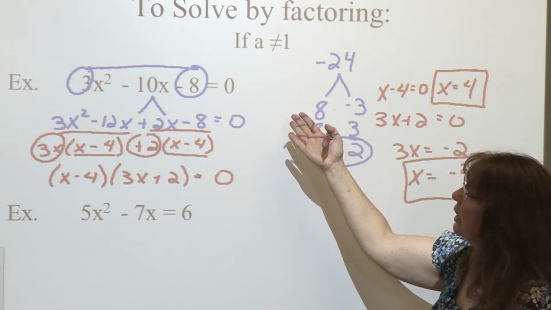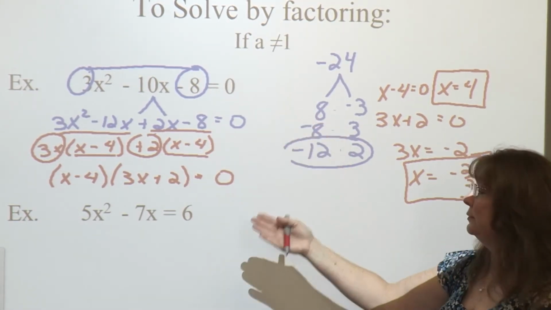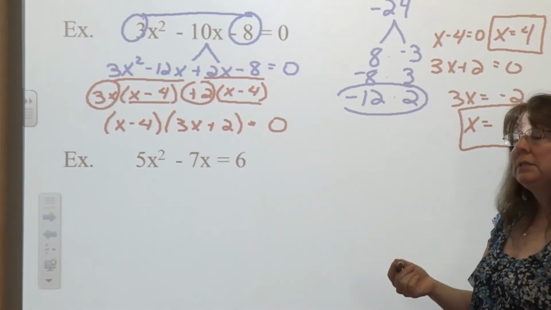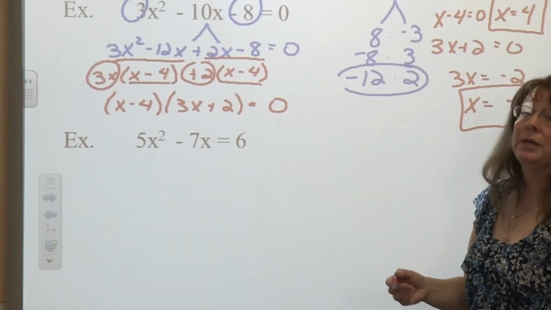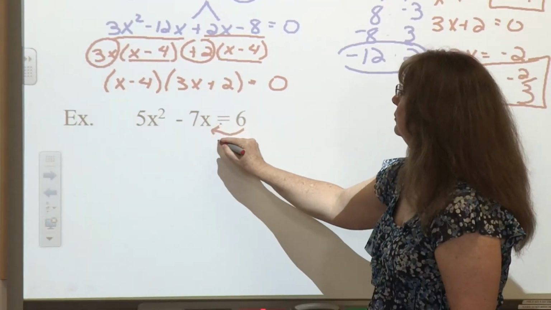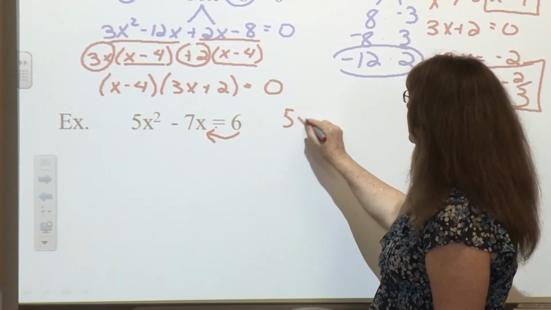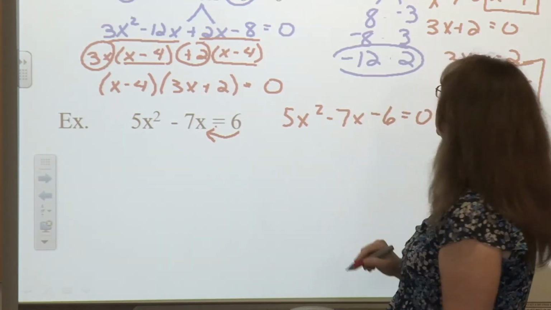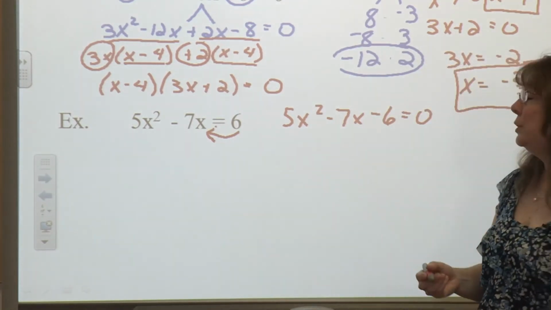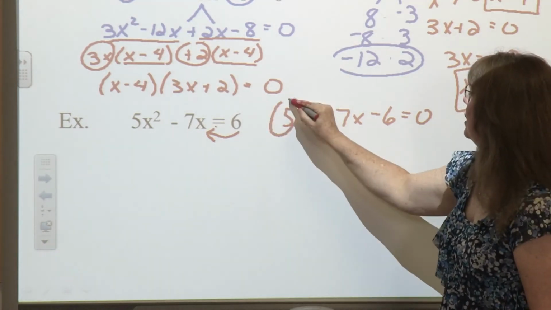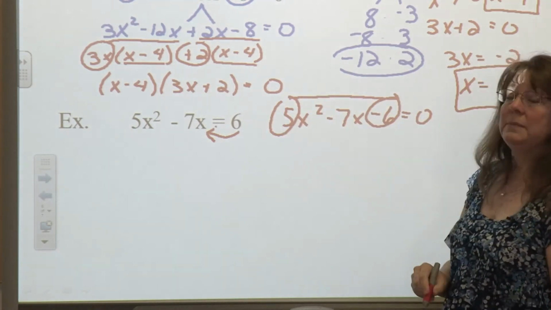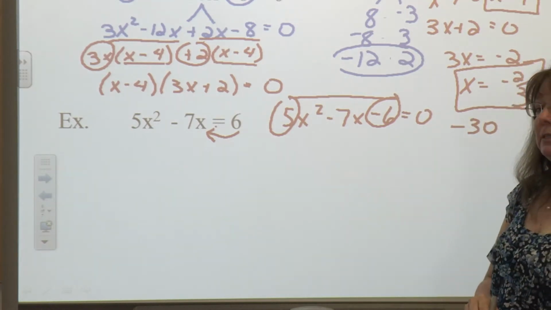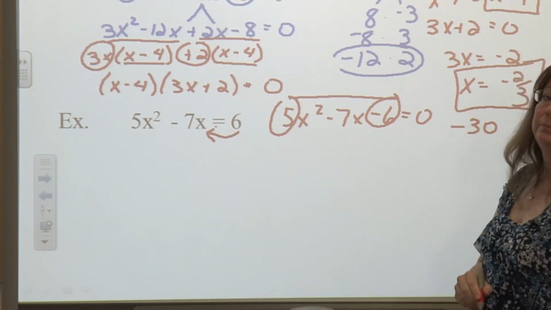The ones we've taken a look at in the beginning have all been set equal to 0. The last one that you're going to notice is not set equal to 0. So the first thing I'm going to want to do is move the 6 over so that it is. I'll have 5x squared minus 7x minus 6. Again, we still want to look for the a times c, 5 times negative 6, or negative 30. Factors for this that add to negative 7.